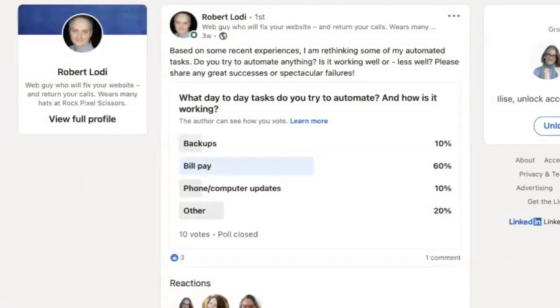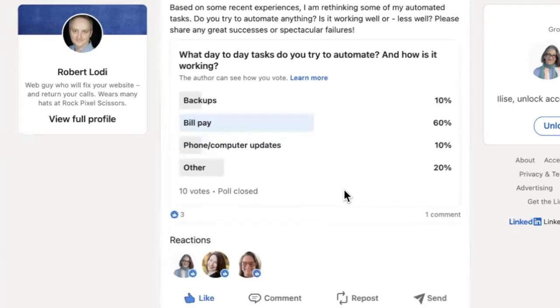The next one is Bob Lodi, who is a web guy, and he's been doing a lot of polls lately and then turning them into content for his blog. So that's an idea right there. And this poll here, I would put in the category of business oriented. He says, based on some recent experiences, I'm rethinking some of my automated tasks. So it's about his own process. Do you try to automate anything? Is it working well or less well? Please share any great successes or spectacular failures. So what do you want to know about your own process that other people could tell you about their process?